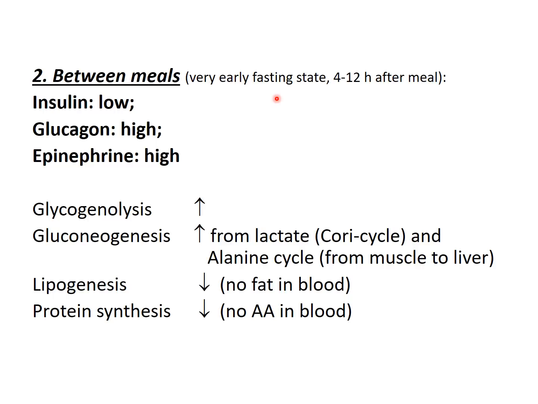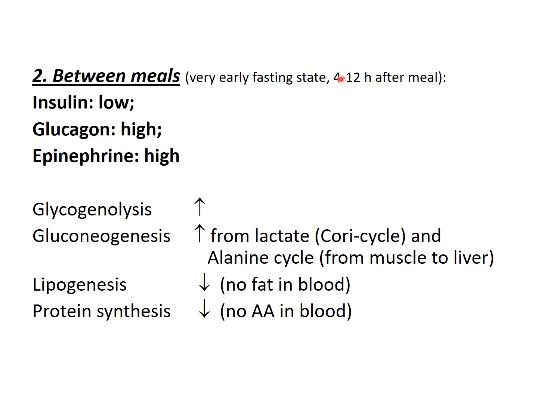All right, so you have eaten, 2 to 4 hours passed, everything is taken up from the blood, glucose went back to normal. Now we are entering the so-called between meal or very early fasting stage. Depending on what you are doing, please don't memorize these hours, but it is approximately between 4 and 12 hours when this particular hormonal and metabolic state will last.